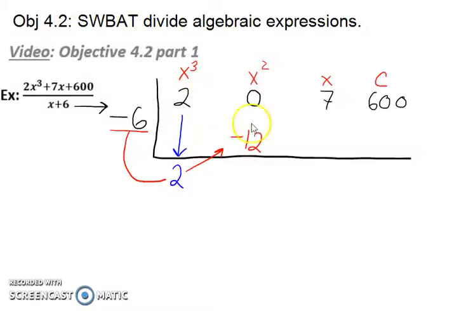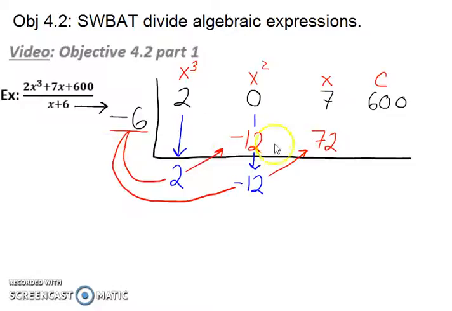Then you repeat the process by adding. So 0 plus negative 12 is negative 12. Then you take that number on the outside, negative 6, and you multiply it again. You notice it's the exact same thing repeated. So negative 6 times negative 12 is positive 72. Pause the video if I'm going too fast, but then we repeat. 7 plus 72 is 79. So adding down and then multiplying by negative 6 to go up.